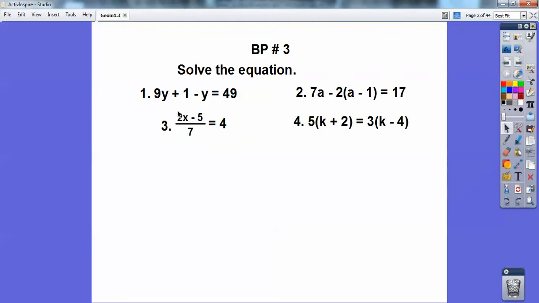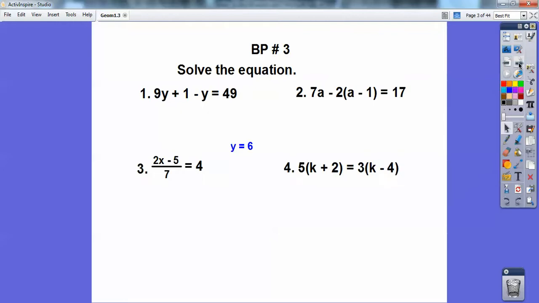I'm going to go ahead and do 9y minus y gets me 8y, combining like terms, so 8y plus 1 equals 49. And you're going to subtract 1 from 49 to get 48, and 8 goes into 48 6 times.